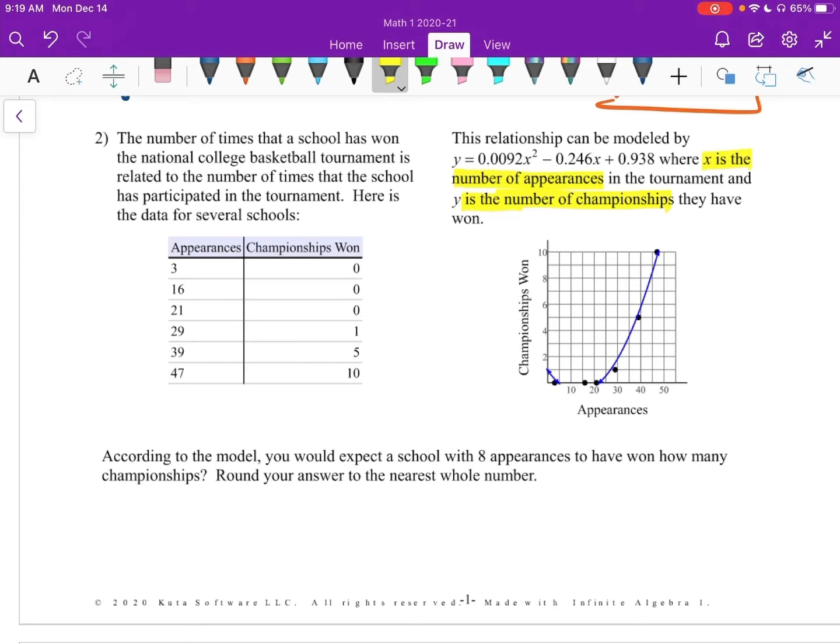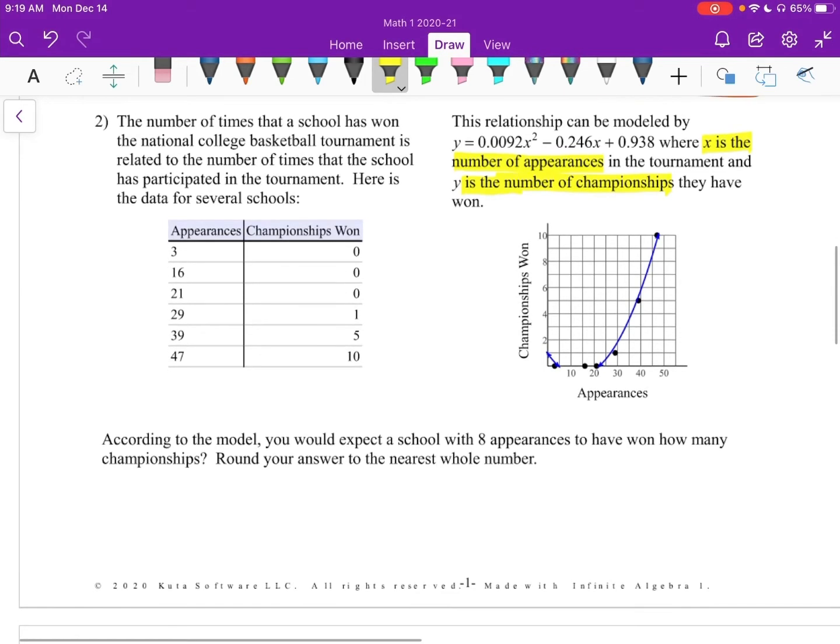So we've got our little curve there. According to the model, you would expect a school with 8 appearances to have how many championships?